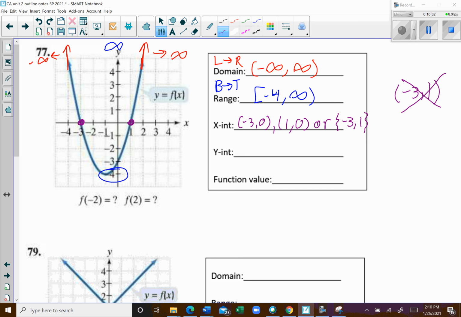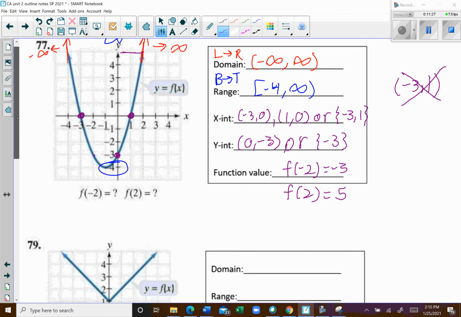Okay, y-intercept, we have one down here at -3. So 0, -3, or might have set notation. And then the function value, so let's see, f of -2, that correlates with -3. And they gave us a bonus one, f of +2, and that looks like that correlates with 5. There we are.